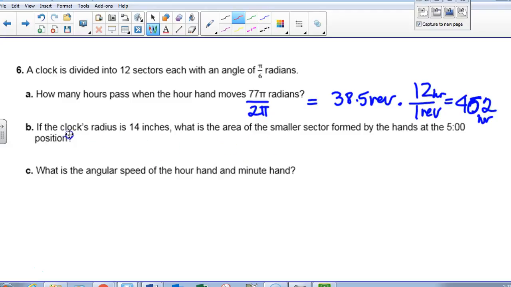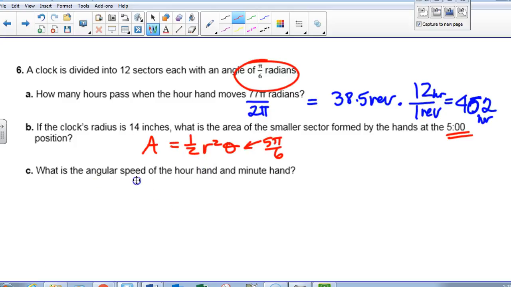Sorry. If the clock's radius is 14 inches, what is the area? So that's area equals 1/2 r squared theta. You good from there? Yeah. Okay. 5 o'clock position, though, is 5 pi over 6, right? So this right here is 5 pi over 6. And then you got to put in the 14 inches. So you can do that one.